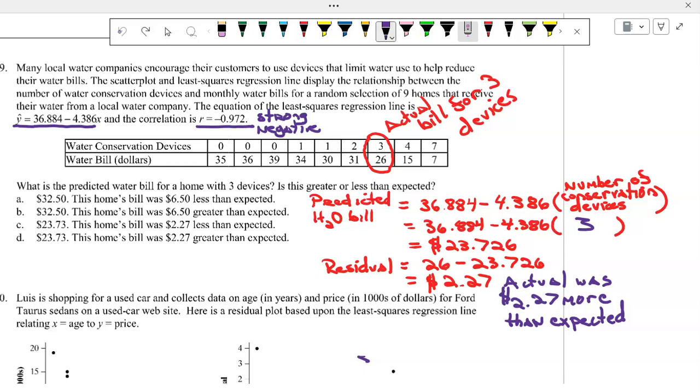All right. So then to get the residual, I take the actual bill. So I go up to the table, and when you have 3 conservation devices, the actual bill is $26. So 26 take away the predicted, and I get a difference of $2.27, which means the actual bill was greater than what we expected by $2.27. Okay, so let's see. D is our solution.